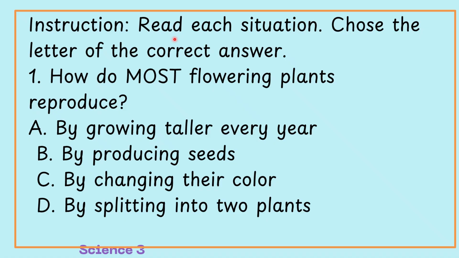Instruction: read each situation. Choose the letter of the correct answer. 1. How do most flowering plants reproduce? A. By growing taller every year. B. By producing seeds. C. By changing their color. D. By splitting into two plants.